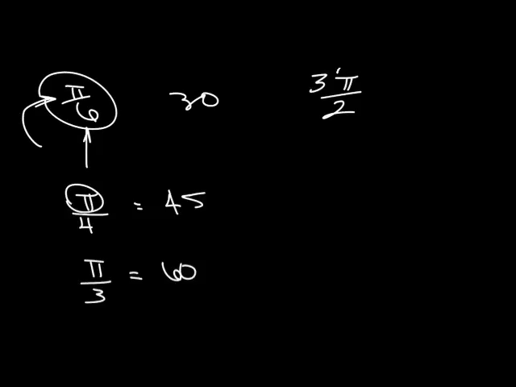Again, I say how many 2's are in 180? There are 90. 90 times 3, 270. So that's a 270-degree angle. So I don't know. That's just one of the ways I do it.